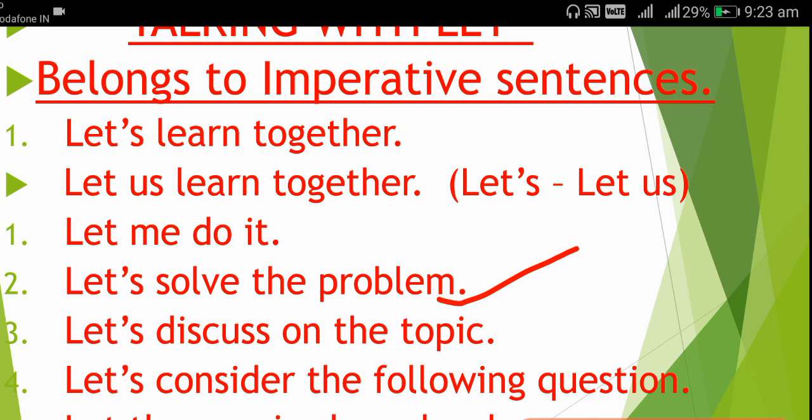as earlier from the first sentence, let's learn together. As we have to learn something together. As I earlier discussed, let me do it. If anybody wants to take permission from anyone to do something. So here let's solve the problem. So when you have to solve any problem, अगर आपको कोई प्रॉब्लम सॉल्व करना है साथ मिलकर, तो उसे आप सॉल्व कर सकते हैं. You can solve it.